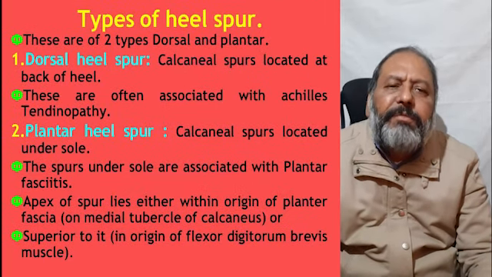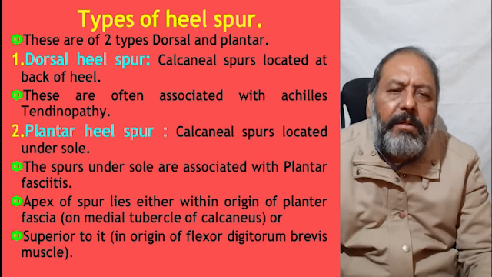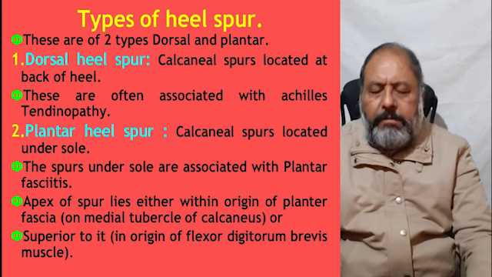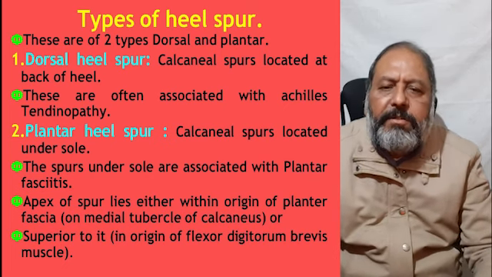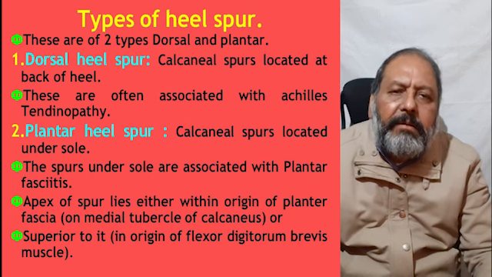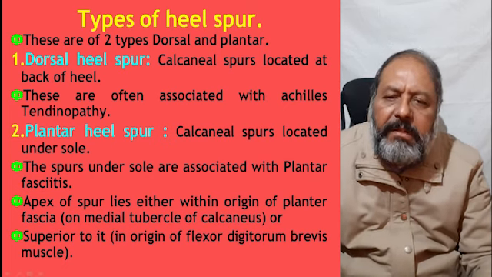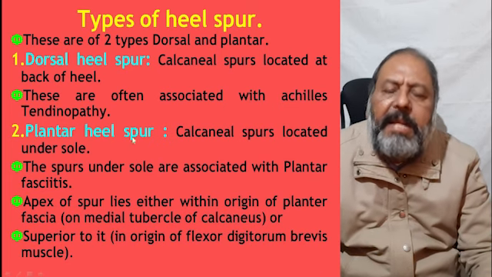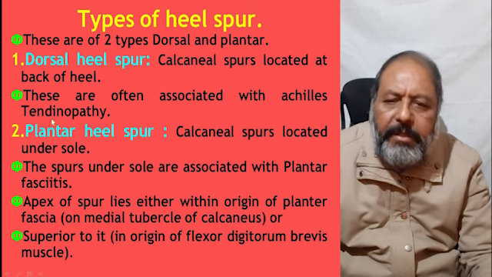Now, types of heel spur. There are two main types, and these are dorsal and plantar. As the names are, they are self-explanatory. First, the dorsal heel spur, calcaneus spurs located at the back of the heel. These are often associated with Achilles tendinopathy, and these are present on the dorsal side of the heel.